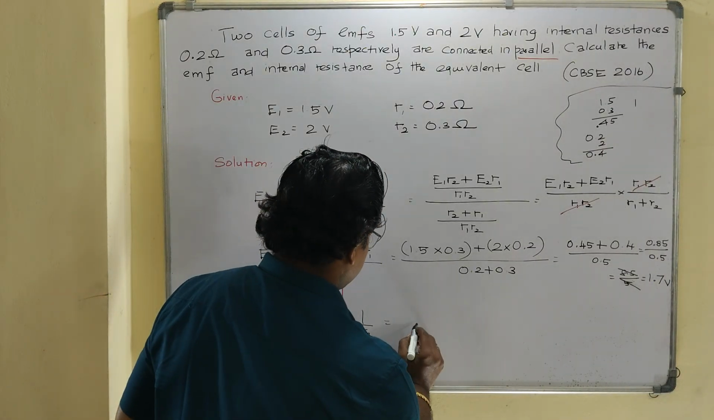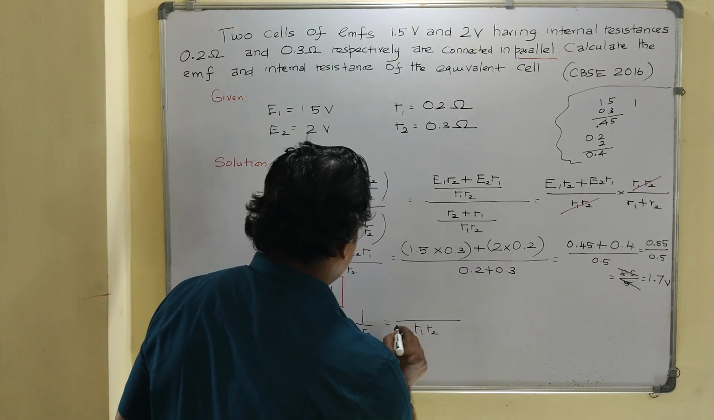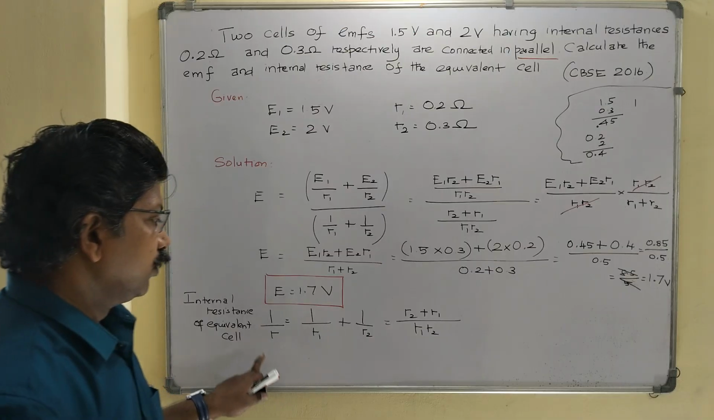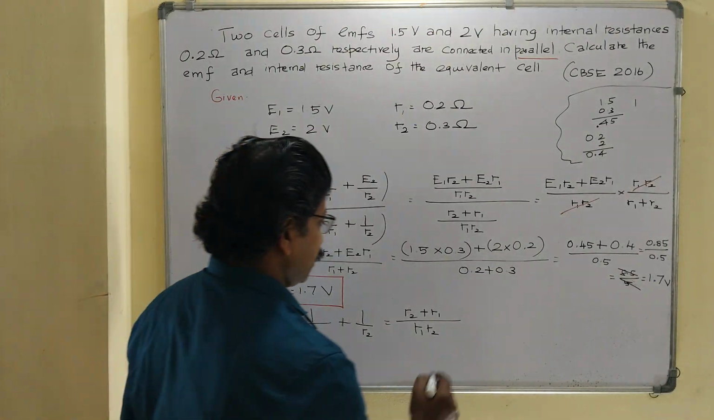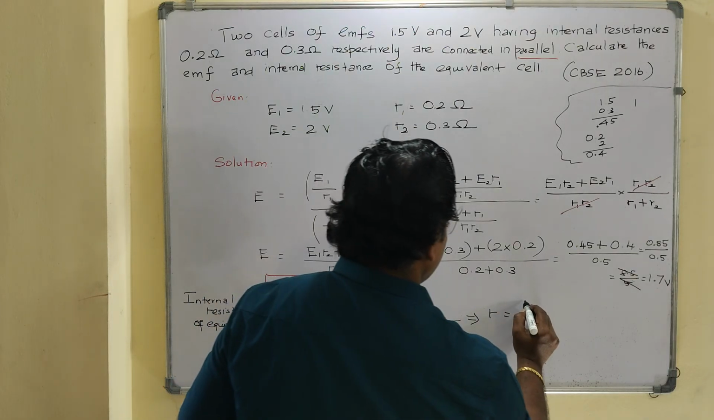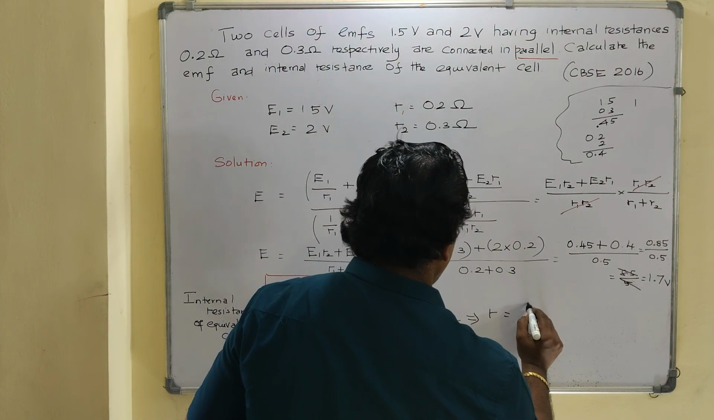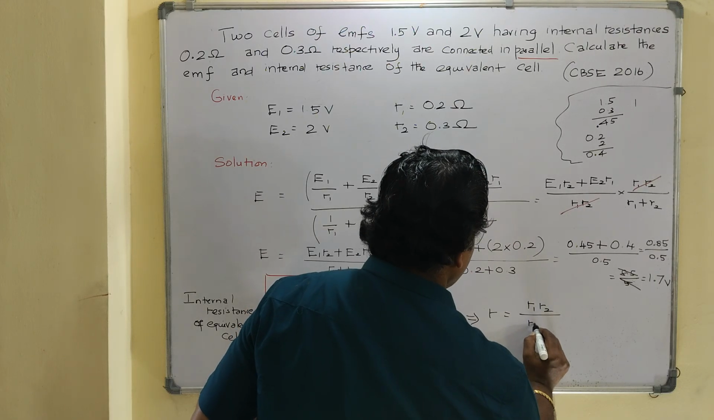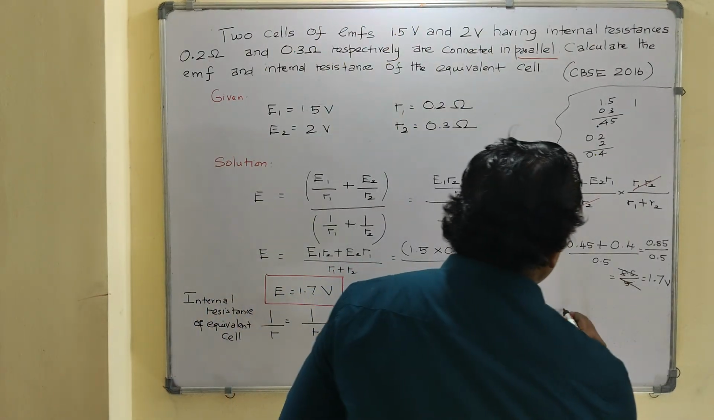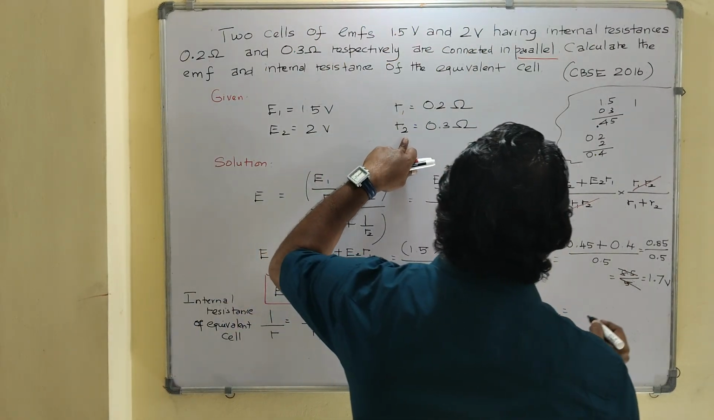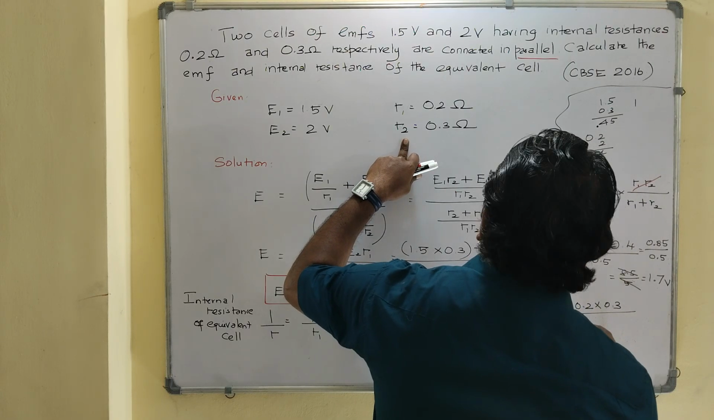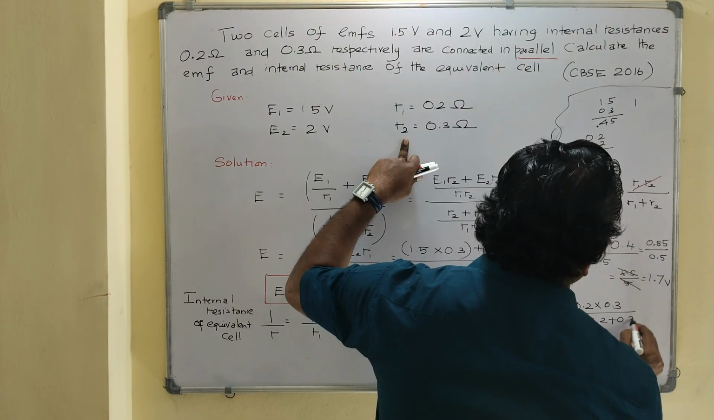Similarly, take LCM: R1 into R2, R2 plus R1. 1 by R equal to this. So from that, R equal to R1 R2 divided by R1 plus R2. From this equation, now substitute the values of R1 and R2. R equal to 0.2 into 0.3 divided by R1 plus R2, 0.2 plus 0.3.